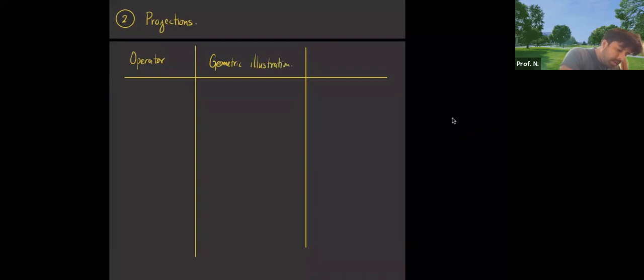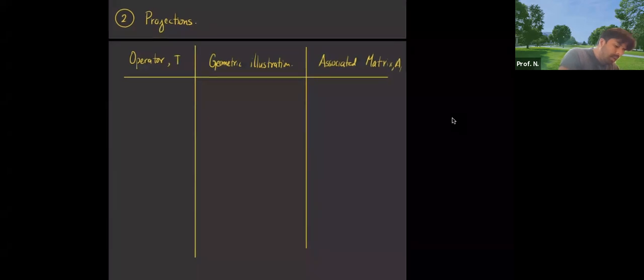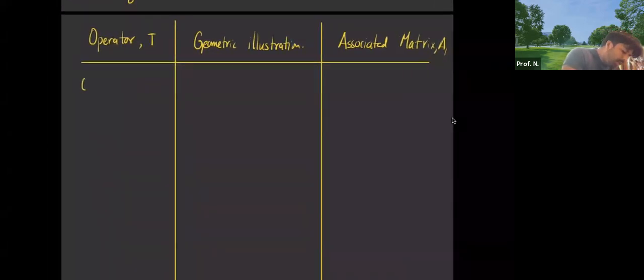And then we're gonna have the associated matrix. This is A, this is T, right? So there's something called the orthogonal projection. Not sure if you guys have all heard of this. The orthogonal projection onto the x-axis.